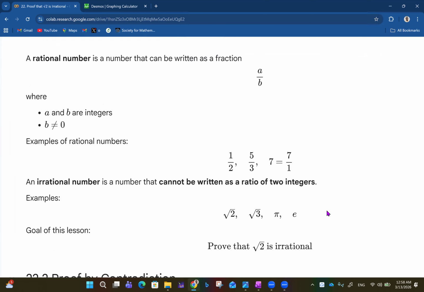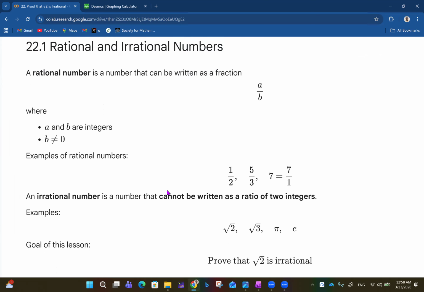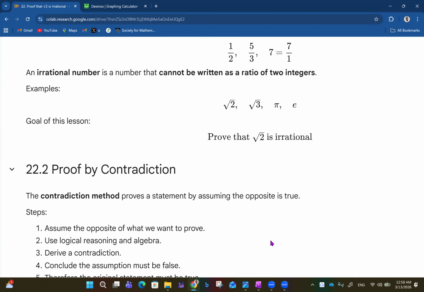But for irrational numbers, it's a number that cannot be written as a ratio of two integers. Examples are surds like root 2, root 3, root 7, root 5, and so on. Surds like root 2, root 3, pi, e, all these are actually irrational because you cannot express them as a ratio of two integers. You cannot express them as fractions like the ones described. So the goal of this lesson is to prove that square root of 2 is actually irrational, and if you can prove that for root 2, you can also prove it for all the other surds for sure.